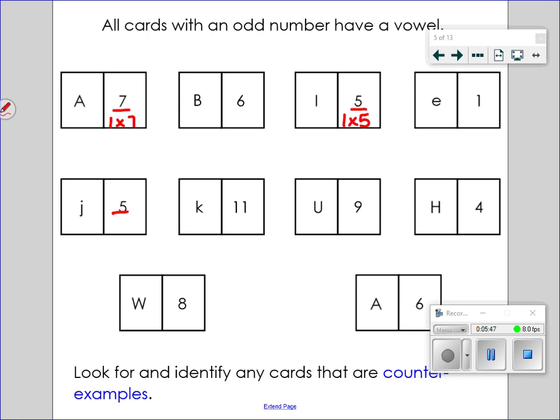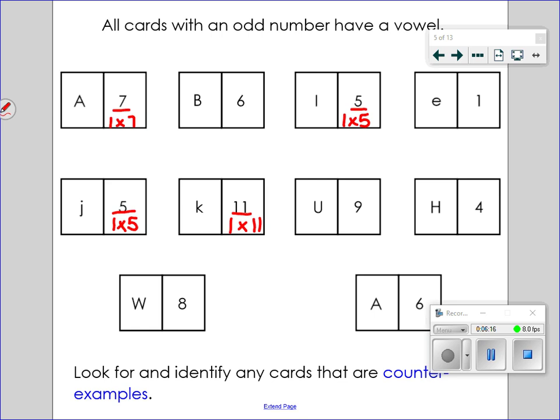Okay, what about 5? Well, we've already determined that 5 is a prime number. Its only factors are 1 and itself. What about 11? It is a prime number. Its only factors are 1 and 11. 9? No, I can make 9 with 1 times 9, 3 times 3, not a prime number. What about 4? 1 times 4, 2 times 2, not a prime number. 8?